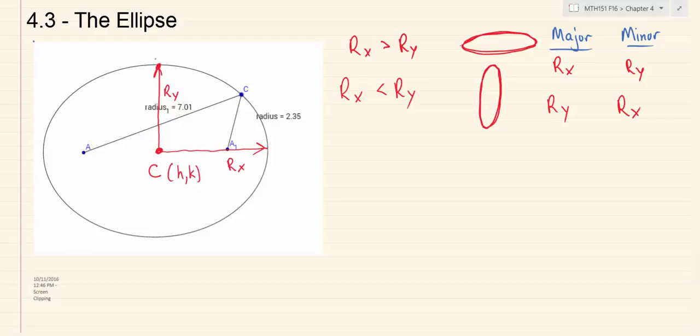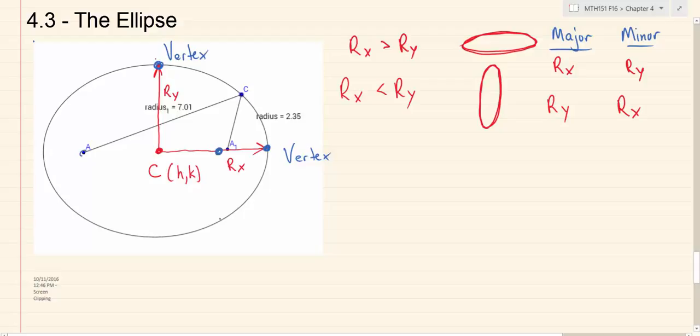The points where these hit the edge here, these are called vertices, or a vertex. We'll call it a vertex. Kind of like the vertex in a parabola. So you have a vertex there, and you have a vertex there. There's one other key feature that an ellipse has that a circle does not have: the focal point. This is a focal point. And this is a focal point.